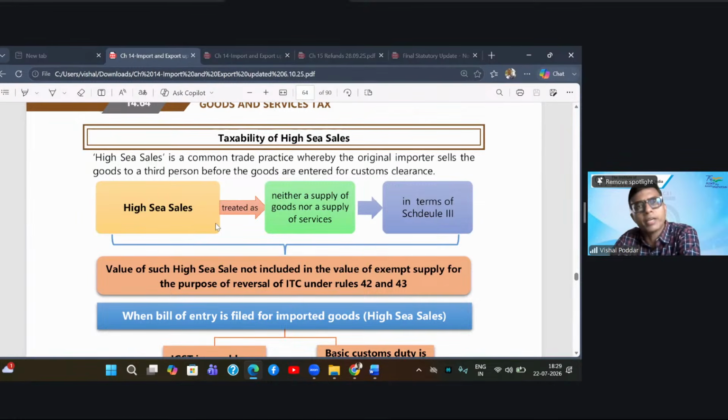Now, this is where an interesting scenario comes. Today, if I'm selling the goods to this person, I am selling what I'm not having in my hands today. The goods are still in transit, but still I can sell the goods today. This is called high seas sales. So while the goods are still in transit, still in the high seas, I am selling them to another person. And this sale obviously is done by me before these goods are cleared by me.